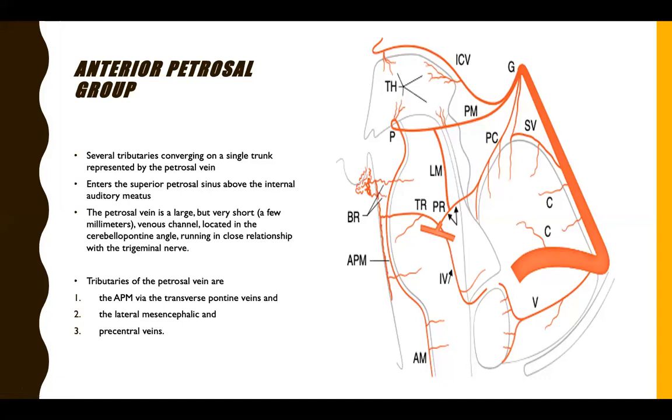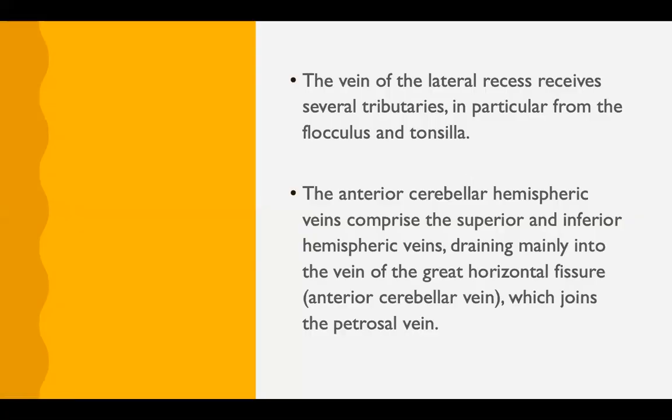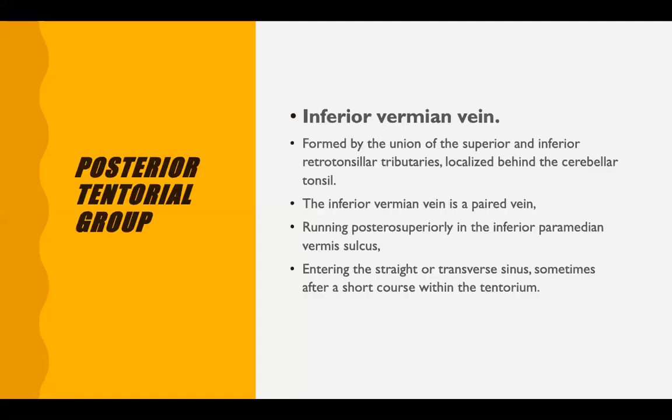Petrosal group, again the same thing. So we now know that there are three tributaries of the petrosal vein. It is a very large vein but with a very short venous channel, and it runs in the CP angle, with close relationship with the trigeminal nerve, with three tributaries mainly: the anterior pontomesencephalic, the posterior mesencephalic, and the precentral veins. The lateral recess and the anterior cerebral hemispheric veins I showed before also join the petrosal veins.